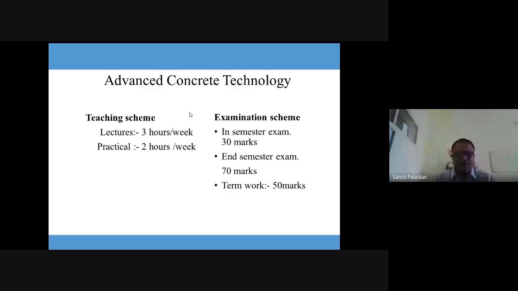Where in unit number 1, just a revision is there. That is what is the cement? There are different types. Hydration, how the hydration of the cement takes place when it will come in contact with the water, alkali aggregate reaction. Then concrete, there are different properties, and green concrete. That will be the part which will be covered in unit number 1.